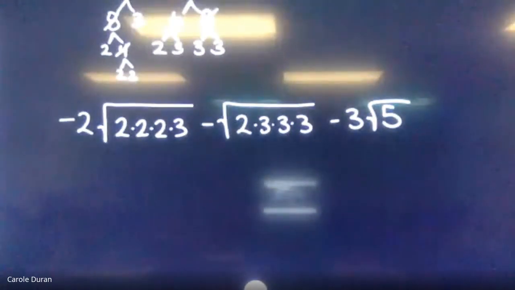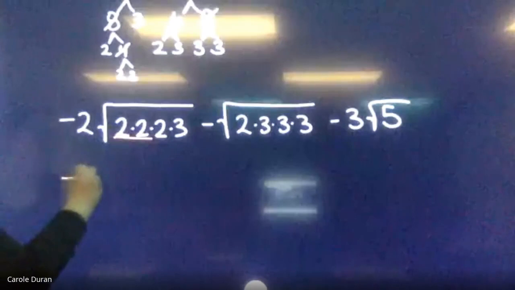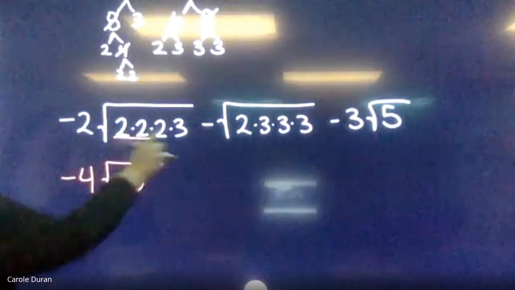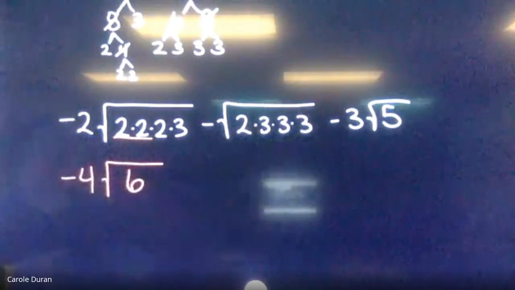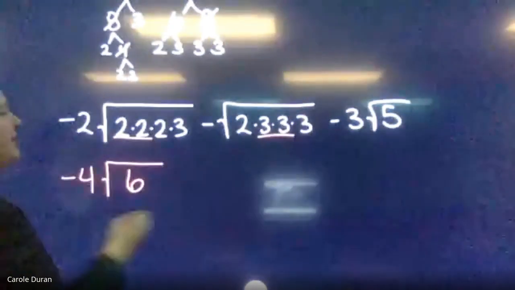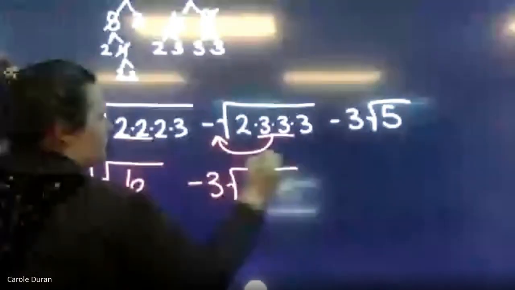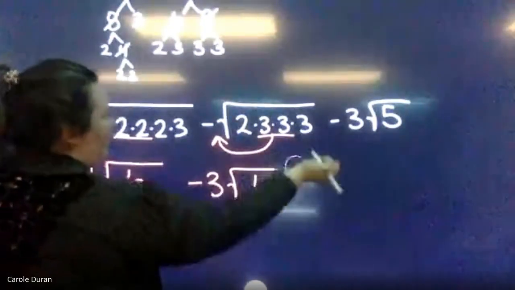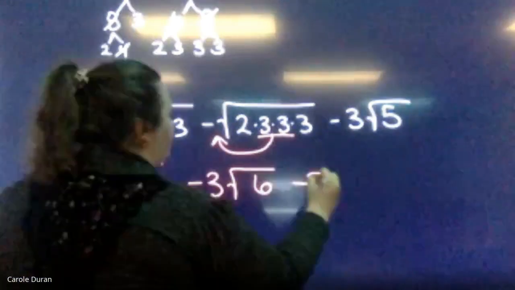2, because it's a square root. I have one set of 2's here, so a 2 is going to come out, and it's going to become -4 square root of what's left, which is 6. Do I have any identical pairs in the second radical? Yes, I have one group of 3's, right? So a 3 is going to come outside. And this is going to become 3 times the square root of 6, because 2 times 3, which is left, is 6. And then minus 3 root 5.